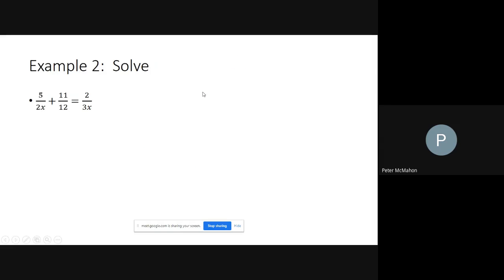So similar idea, we have 5 over 2x plus 11 over 12 equals 2 over 3x. Hopefully we can see that our lowest common denominator is going to be 12x. Okay, now if you didn't like seeing this over here, maybe let's kind of rewrite this guy over here.